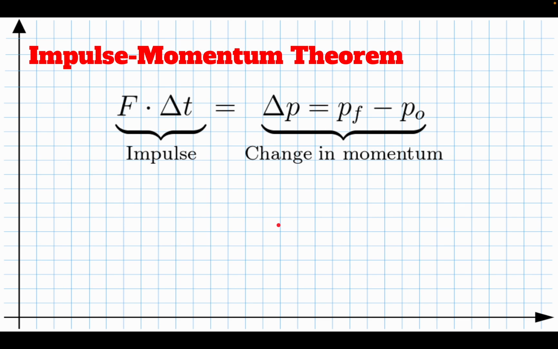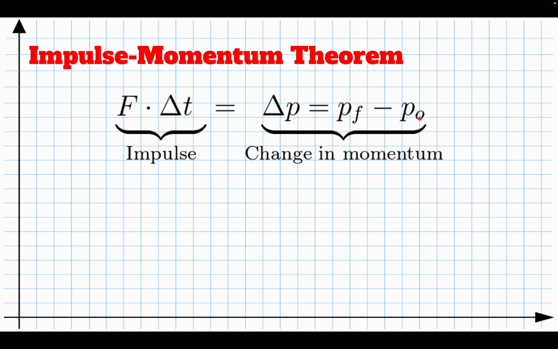So here is what the equation looks like. The impulse is the force times the time that it acts. We use delta t here just to mean the amount of time that goes by from the start to the end. And the force times the time is equal to the change in momentum. It actually causes the momentum to change. And we know that the change in momentum can also be written as P final minus P initial.